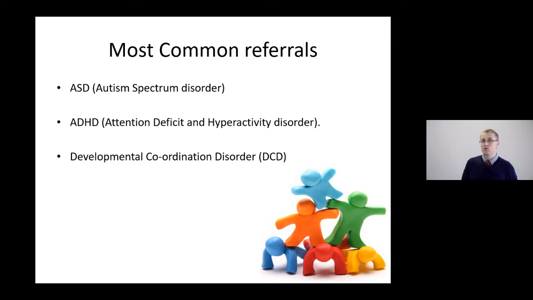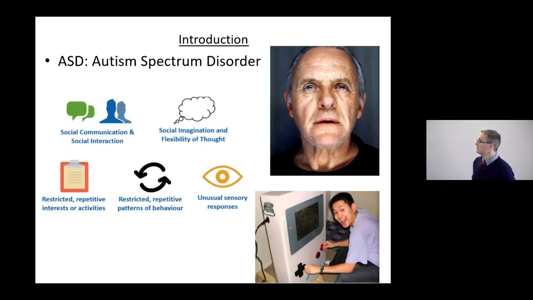So the most common referrals that we get are ASD, or autism spectrum disorder, ADHD or variations, so attention deficit and hyperactivity disorder. And then the third one is developmental coordination disorder, or DCD. The other name for that historically was dyspraxia, but we've moved away from that.